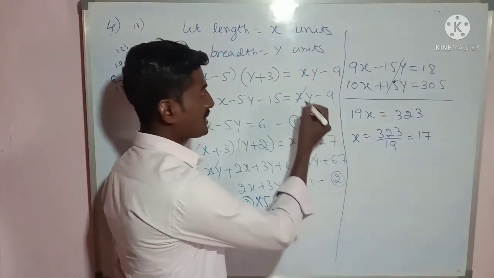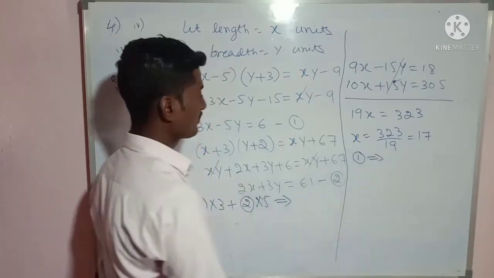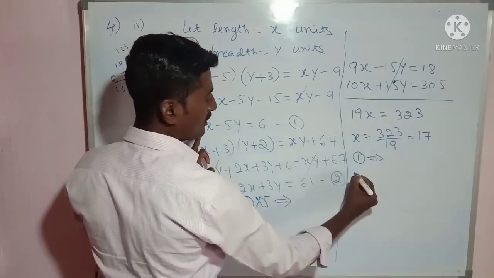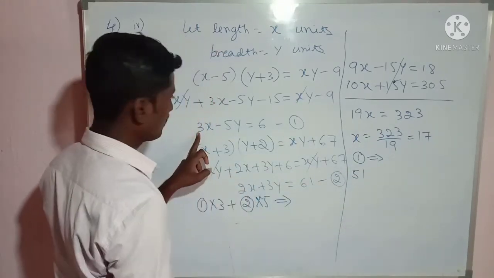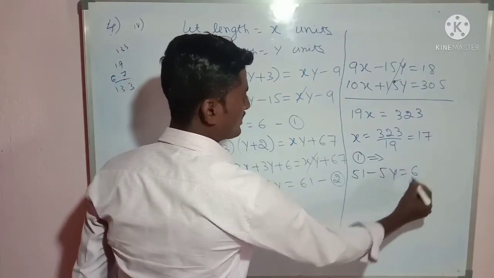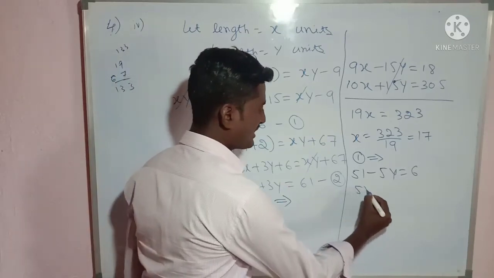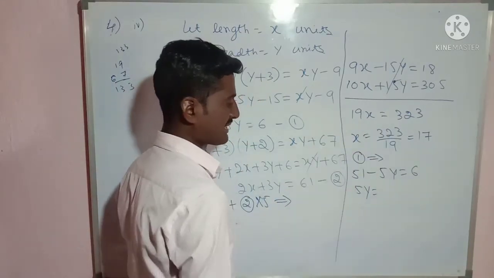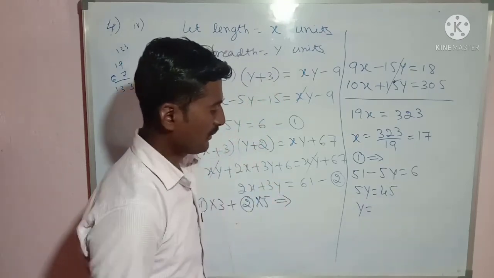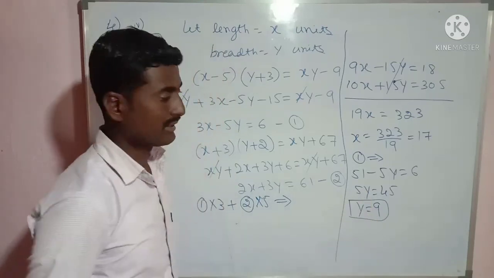Now breadth I have to find, y. Put x value in equation number 1. Equation number 1 implies 3x, 17 into 3, 51, minus 5y is equal to 6. 5y to take to the right side. 5y is equal to 51 minus 6, 45. So y equal to how much? 5 9s are 45. So y value is 9.